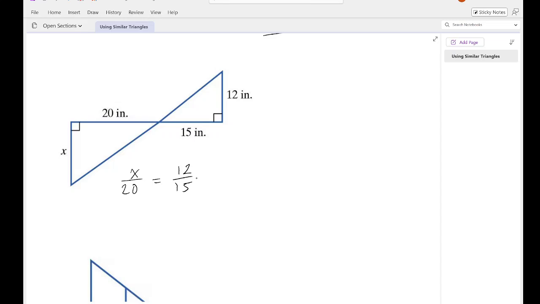Going to solve for x by multiplying the 20 over. So I'll get x equals 12 over 15 times 20. And so again, when I do the arithmetic, just throwing it all in the calculator, I'm going to get 16 inches, because again, they use the unit measure of inches. So if I do 16 over 20, I'm going to get a decimal, and if I do 12 over 15, I'll get the exact same decimal. That's why we can use the ratio of the lengths.